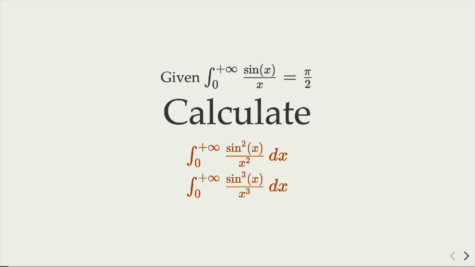Today, we're going to look at the problem of calculating the integral. We're given the fact that the integral from 0 to positive infinity of sine x over x is pi over 2. Given that fact, we're going to evaluate the integral of the following two functions, which is the square function and the third power.